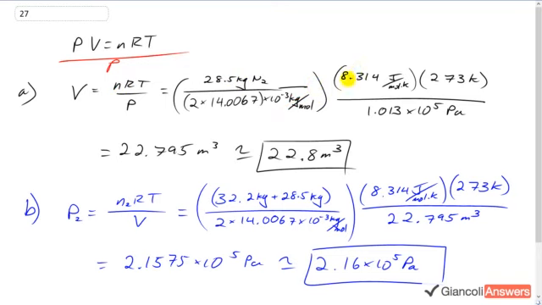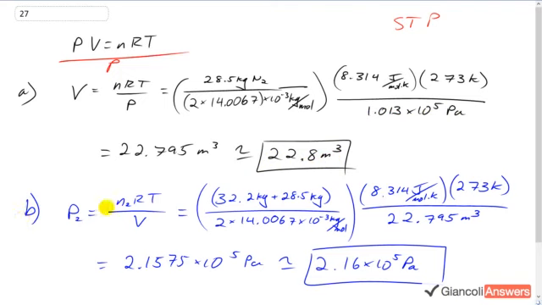Then we have to multiply by 8.314 joules per mole Kelvin, and then times by the temperature. Now since this is STP, standard temperature and pressure, the temperature is 273 Kelvin. Then we divide by 1 atmosphere, 1.013 times 10 to the 5 pascals. And that gives 22.8 cubic meters must be the volume of the container.